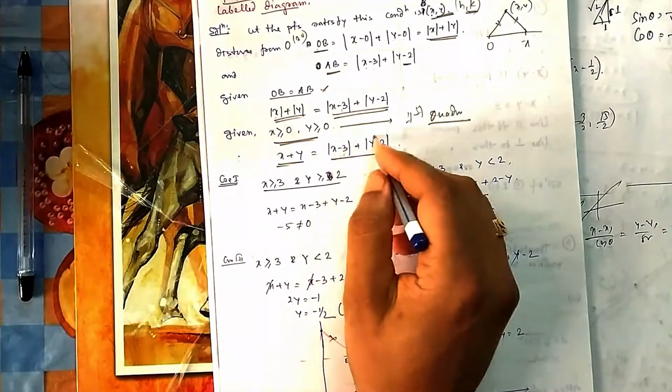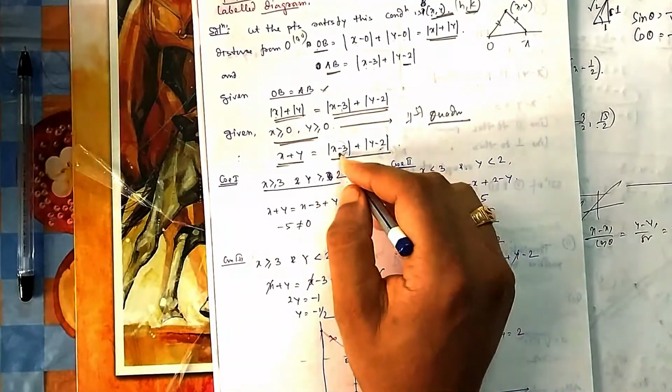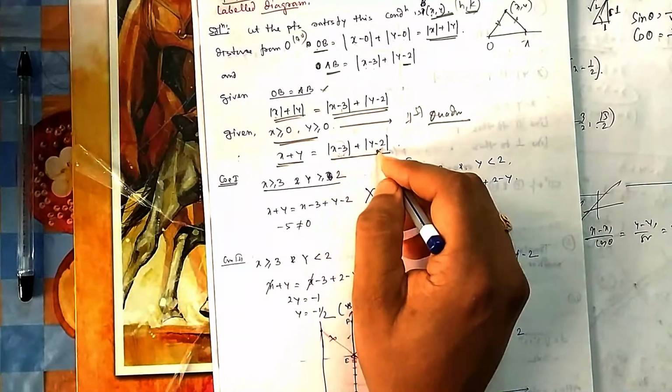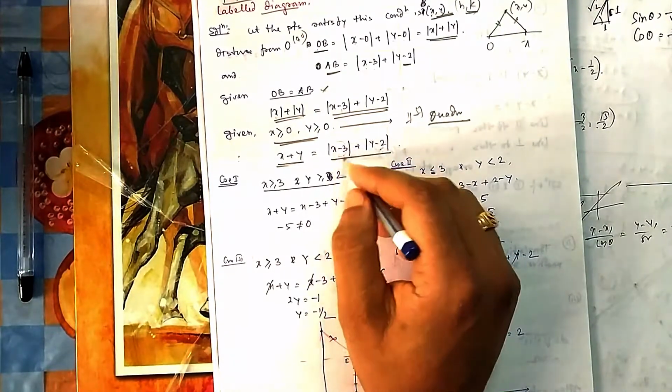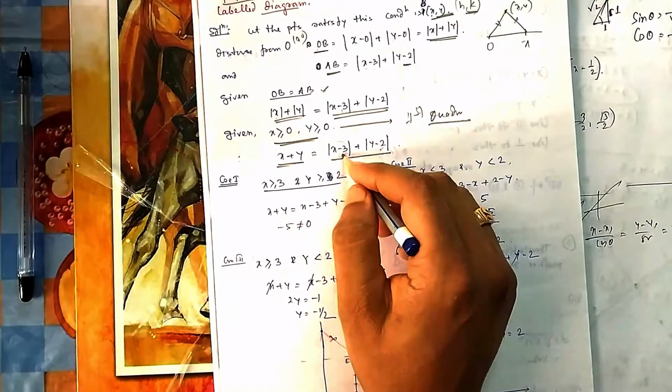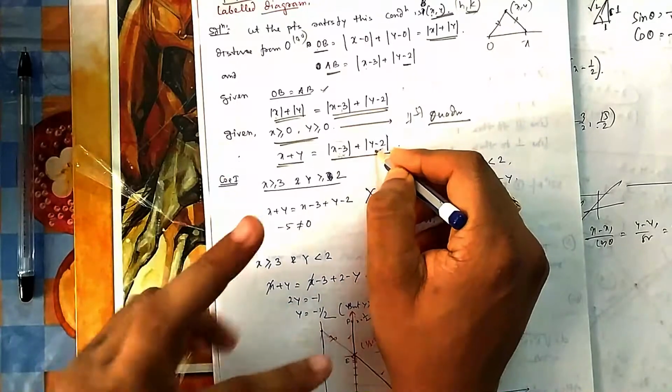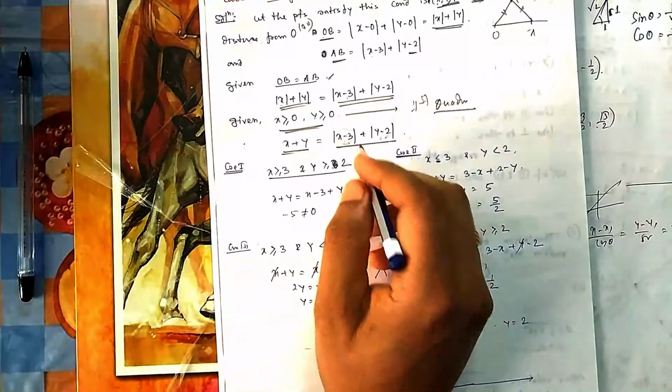One is when both are positive, then there is no need of mod. One can be both negative. One can be this positive and this negative. One can be this negative and this positive. Because this mod we can break into two parts, one positive, one negative, and this mod also we can break into two parts, one positive, one negative. We will explain it again in the function chapter.